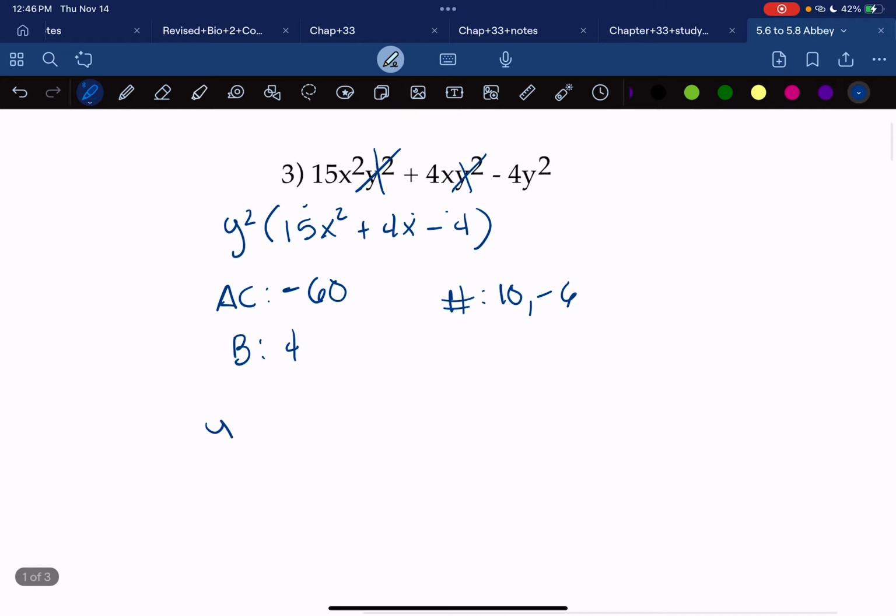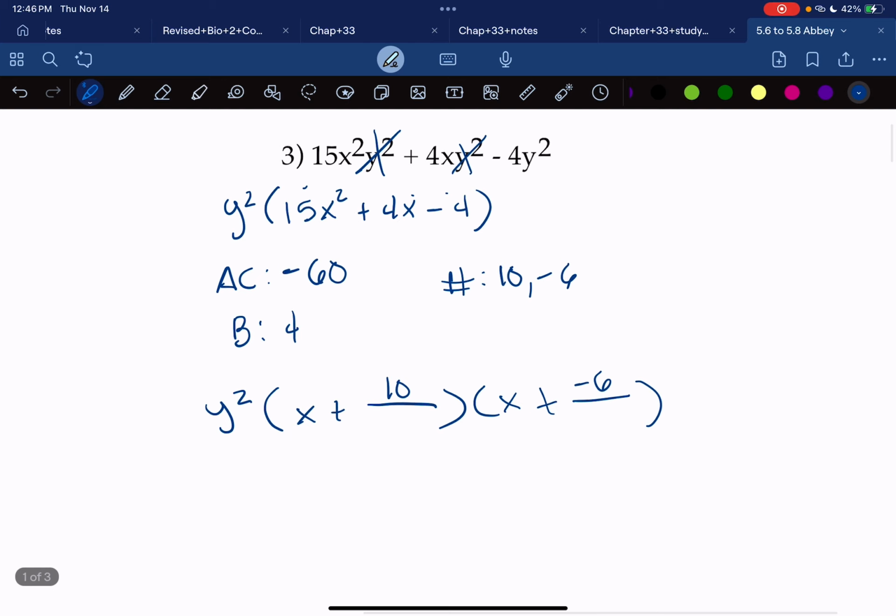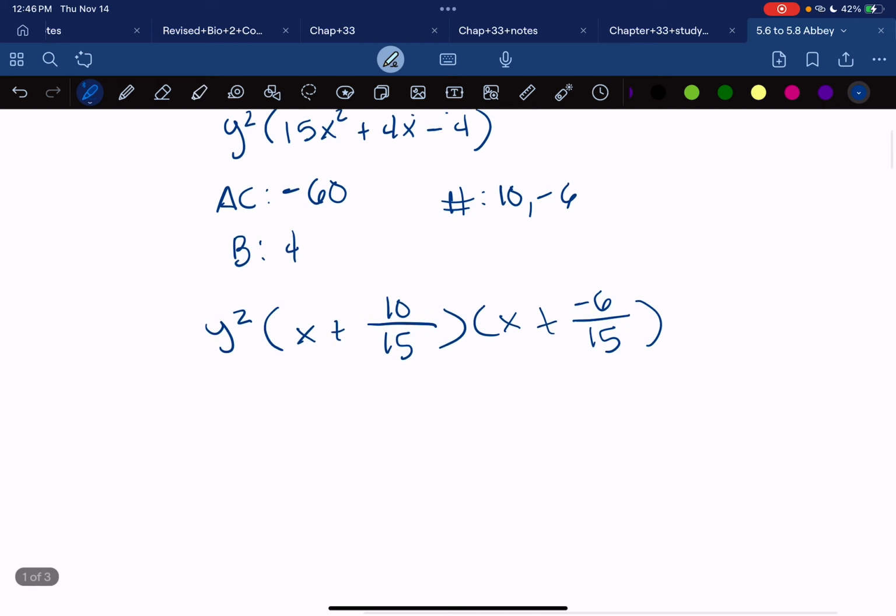Now we put our greatest common factor up front. And we can do x plus blank over blank, x plus blank over blank. Once again, the numbers on top are going to be the numbers that we found, in this case 10 and negative 6. And the number on the bottom is going to be our A, which in this case is 15. We do our y squared. x plus 10 over 15 cannot be divided evenly, but 10 over 15 can be simplified to 2/3, because 10 divided by 5 is 2.